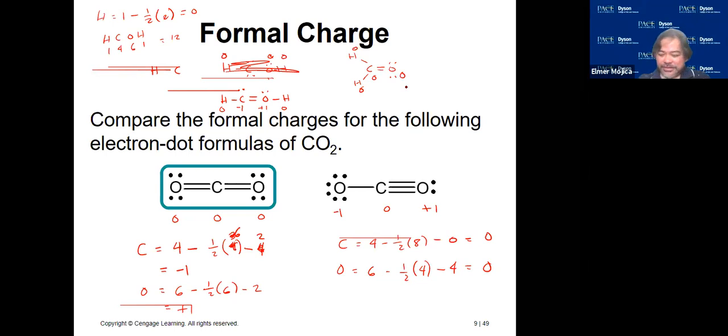Which is the correct Lewis structure? The first one or the second one? Second one. Okay, so this is the correct one. So that's how you assign the formal charge and how you use it. So usually you use it to determine the correct Lewis structure.